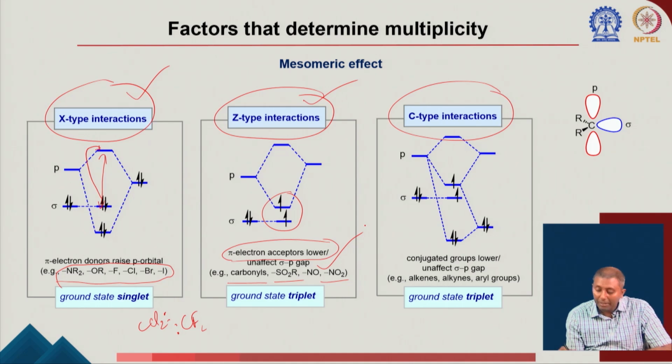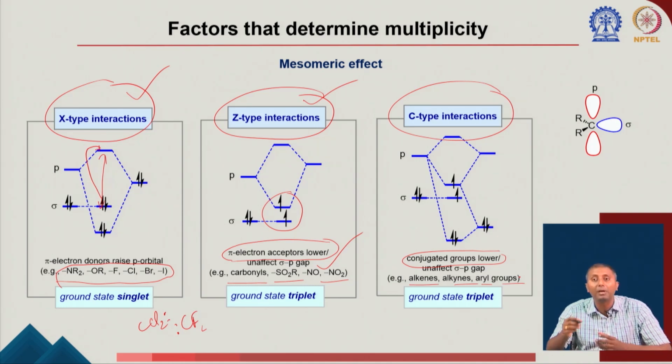Now there is another type. If you have a conjugated group, like alkenes, alkynes and aryls, then depending on the different substitution on this alkene, alkyne and aryl, it can either remain neutral, unaffected, or it can lower. If it lowers, it is very similar: the gap between this sigma and p is going to decrease. So that means there is a formation of the triplet carbene.